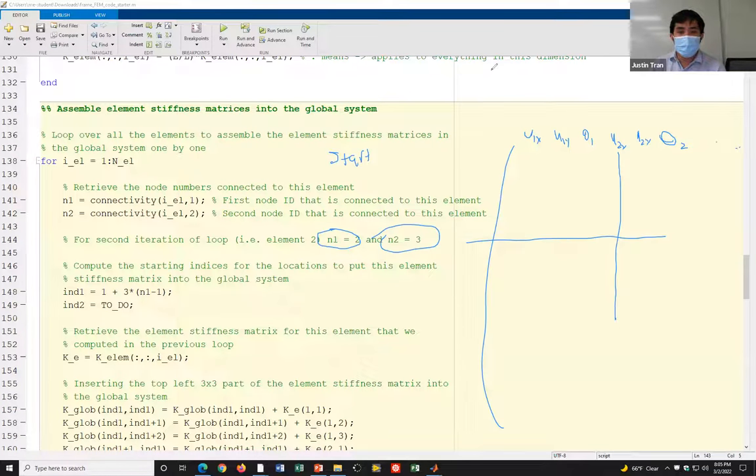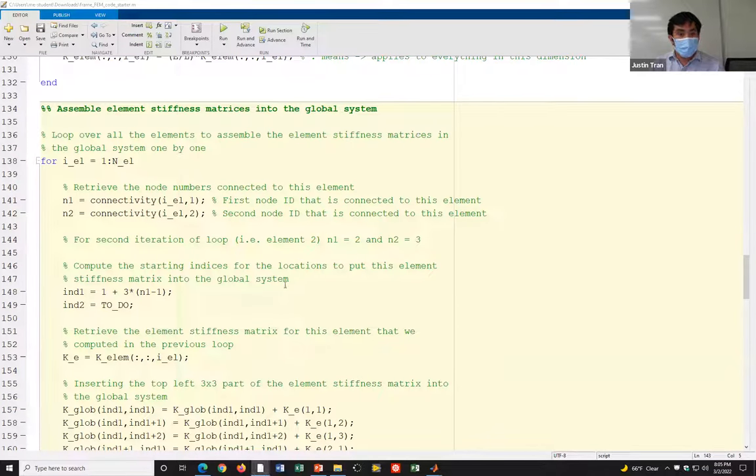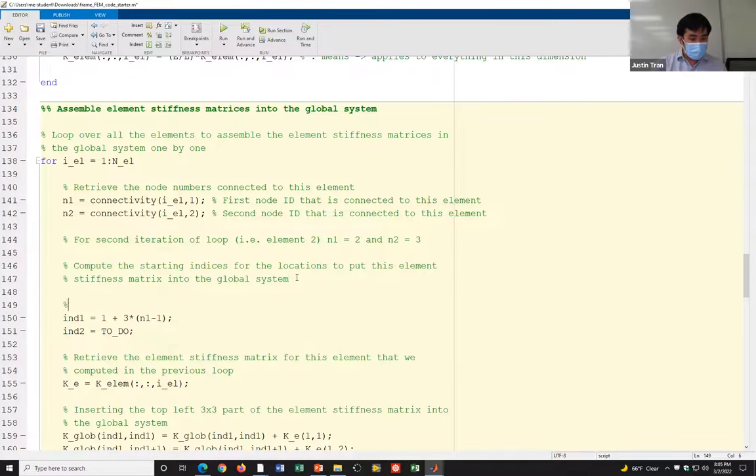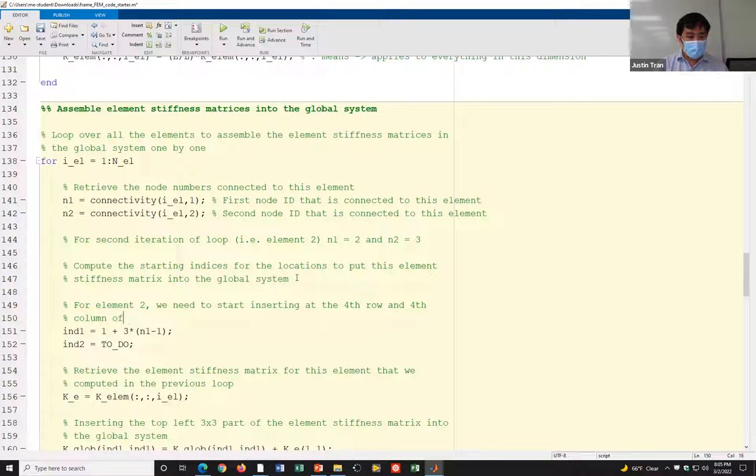Why am I writing this? Let me just type it. And so for element two, we need to start inserting at the fourth row and fourth column of the global stiffness system. Okay, and so this four here is really significant, because that tells us where we need to start inserting.